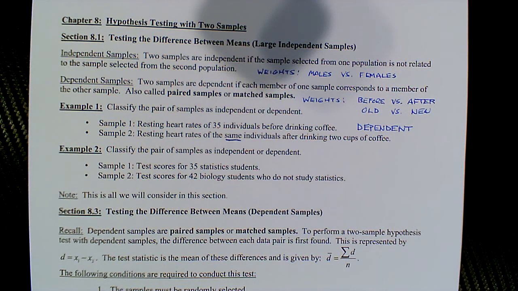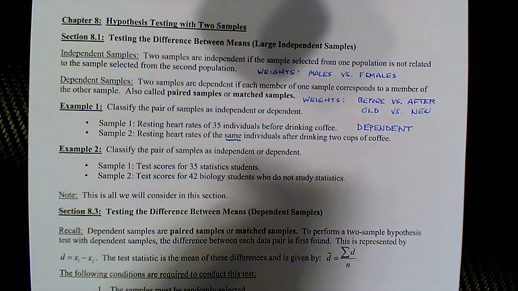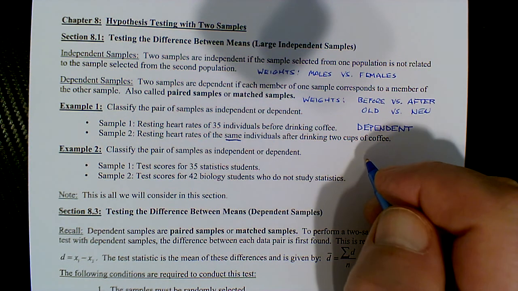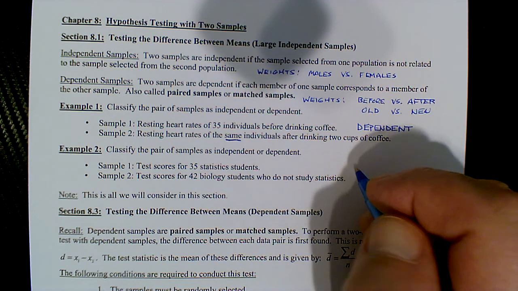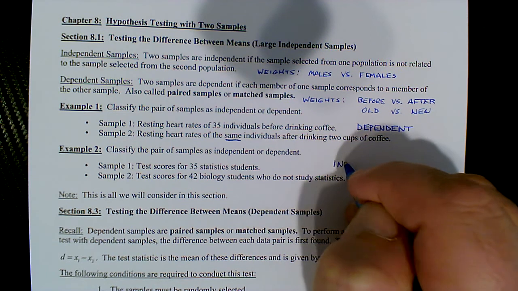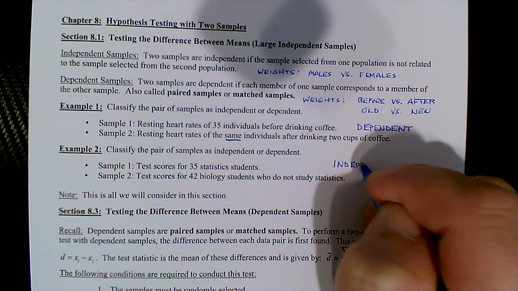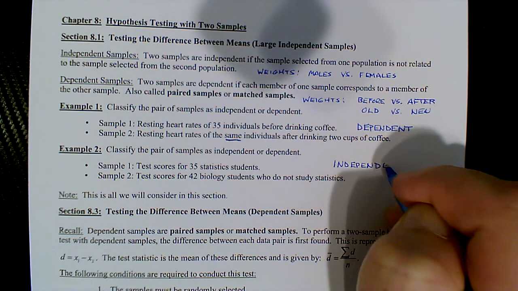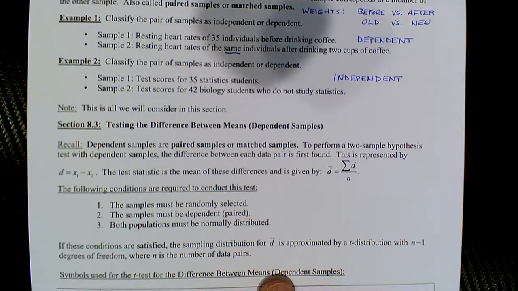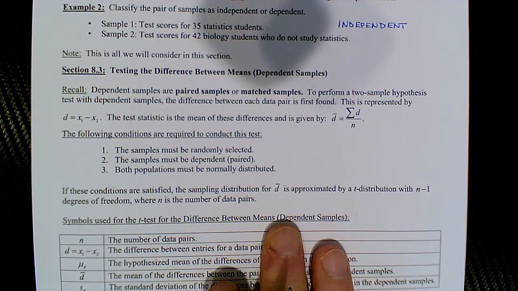Okay, so then the next example, situation where we have test scores for 35 statistics students and then test scores for 42 biology students who do not study statistics. So they're totally two different groups of people that are independent of each other. So independent samples. And that's all we're going to study in 8.1, just understand the difference between dependent and independent. And our concern is dependent.